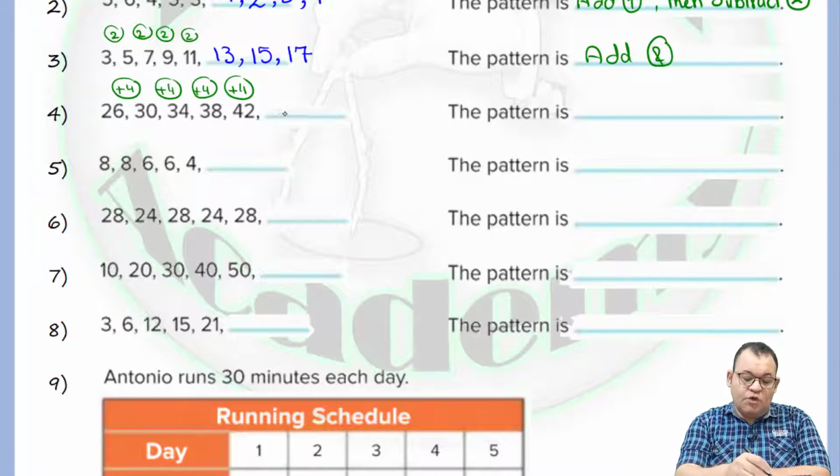So by adding 4, it will be equal to 46. By adding 4, it will be equal to 50. By adding 4, it will be equal to 54. So the sequence or the pattern that we have is to add 4 each time.